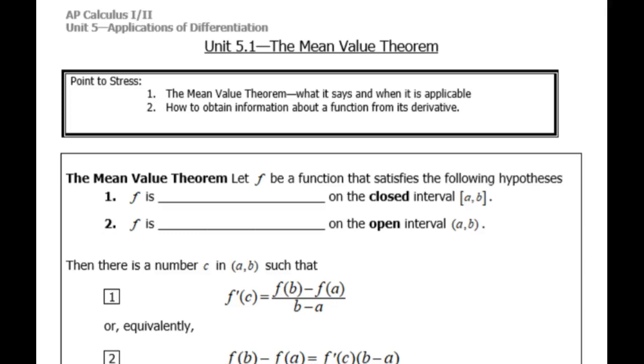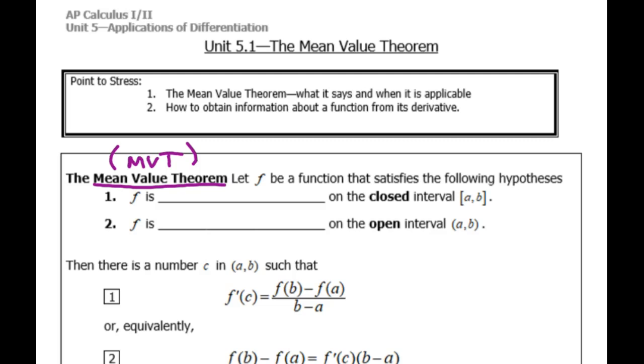Okay, we're going to start out the chapter. We're going to talk about the mean value theorem and how we can relate the average rate of change with the instantaneous rate of change. The mean value theorem right here, you will see it on the AP test. People refer to it as MVT for the mean value theorem.